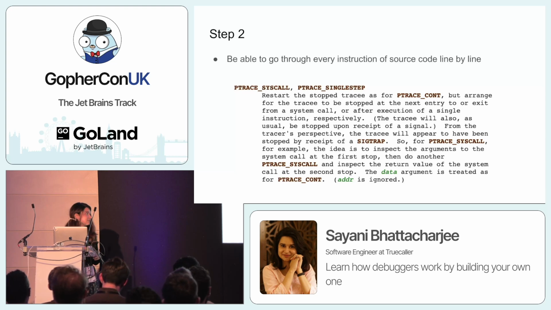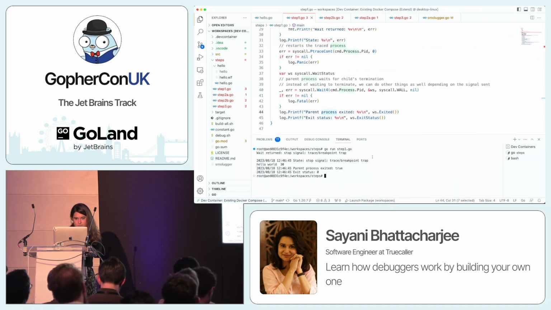Step 2 is to be able to go through the process line by line. In the previous example, the first trap was generated by ptrace by setting ptrace true. Then we did the ptrace cont, which took the program till the end, because no other signals or interrupts were found throughout the process. Right now, we want to go step by step through every instruction of our source code.